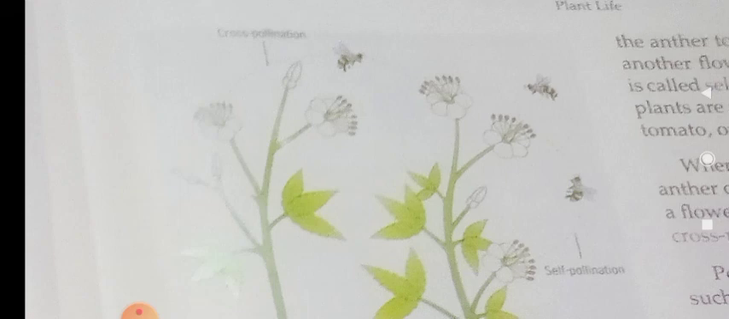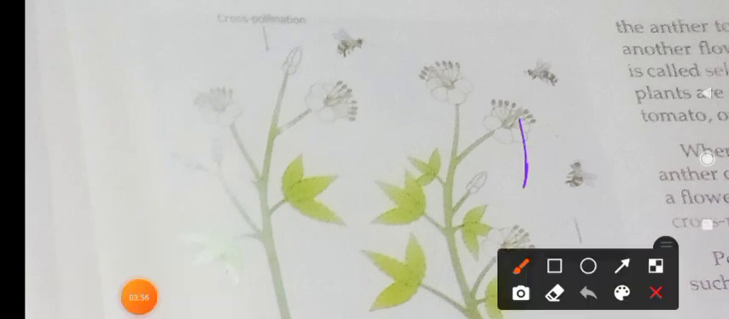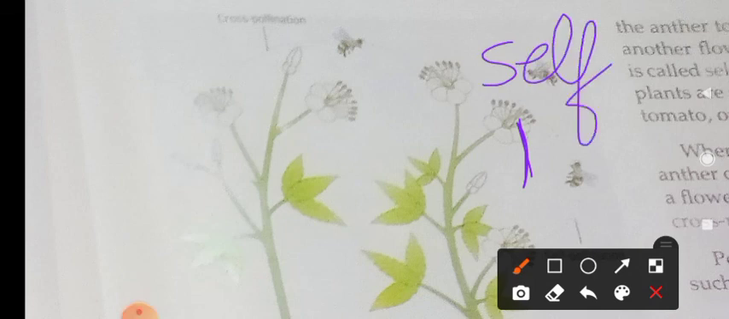Sometimes the transfer can take place with another plant, but of the same kind, the same type. So pollination happens either within the plant or between plants of the same type. Such pollinations are called self-pollination. What are they called? Self-pollination. Do you understand? If the transfer of pollen grains from the anther to the stigma takes place within the plant or another plant of the same kind, such pollination is called self-pollination.